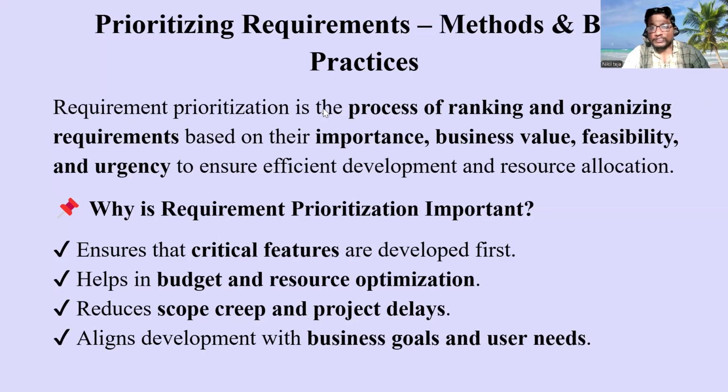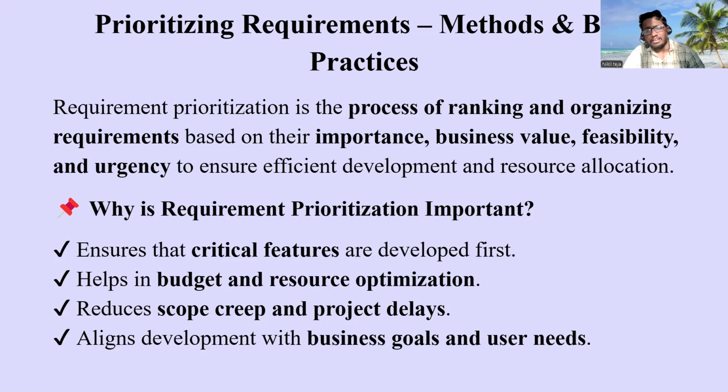Requirement prioritization is a process of ranking and organizing requirements based on importance, value, feasibility, and urgency to ensure efficient development and resource allocation. It is quite intuitive. You can understand by reading, but I'll try to explain. Requirement prioritization is a process of ranking. We will be ranking the requirements.